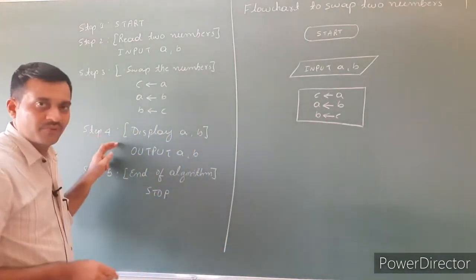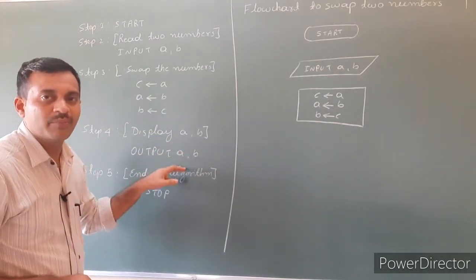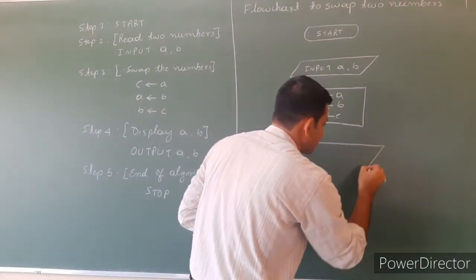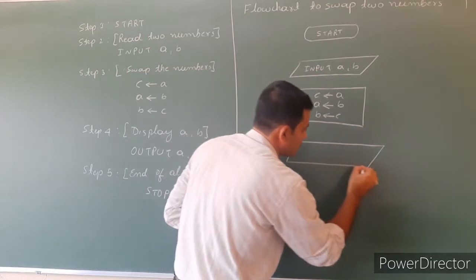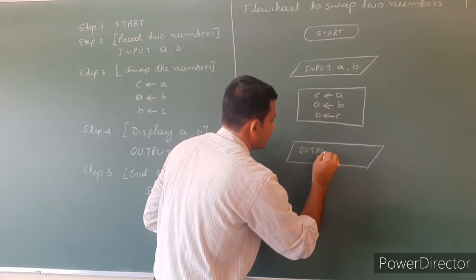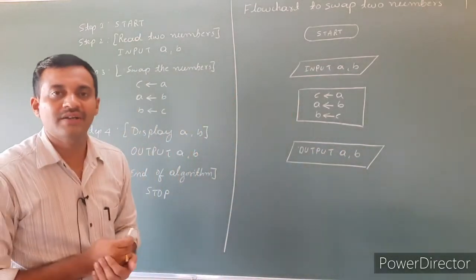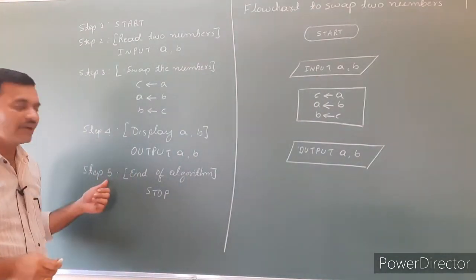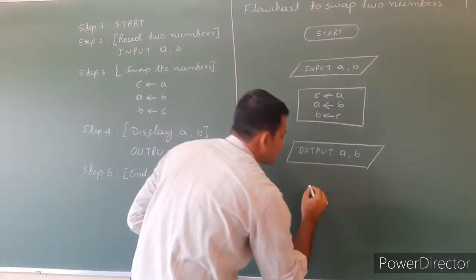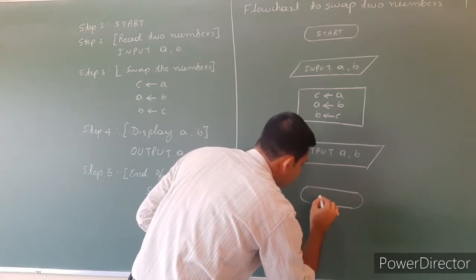See the step number 4. Here we display the value of a b. The output is represented with again a parallelogram. Write the parallelogram. Inside the parallelogram write output a b. So last one, step 5, that is the end of algorithm, stop. So again start and stop are represented with an oval. Write the oval again. Inside that write stop.